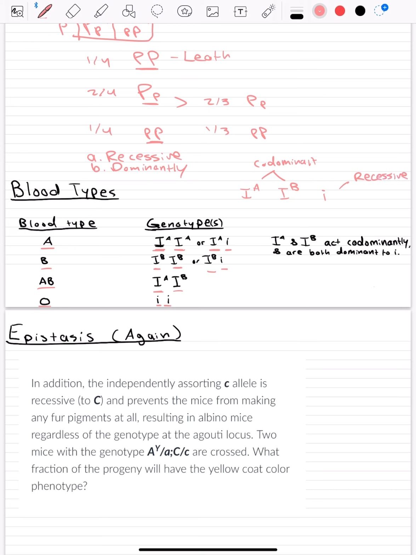So in order to get blood type A, you have to have 2 IA alleles or 1 IA with a little i. In order to have blood type B, you have to have 2 IBs or IB and little i. In order to have blood type AB, since they both behave codominantly, they're both equally expressed, you have to have both of the alleles, IA and IB. So it'd be IA and IB. In order to have blood type O, that is the recessive genotype, so you'd have to have 2 little i's.